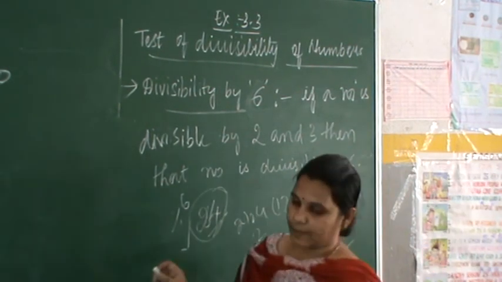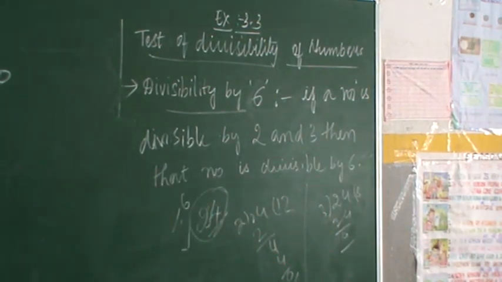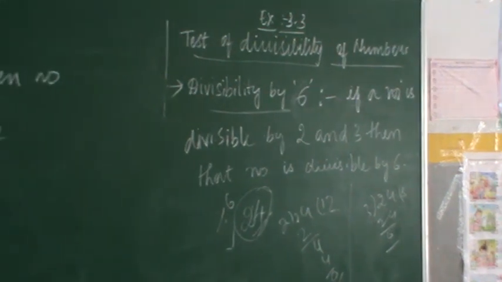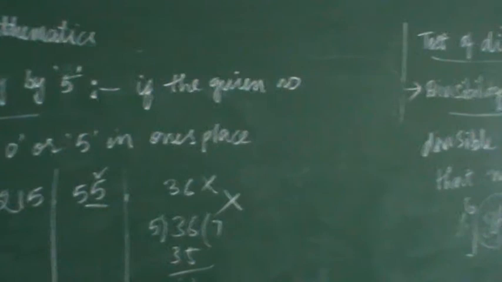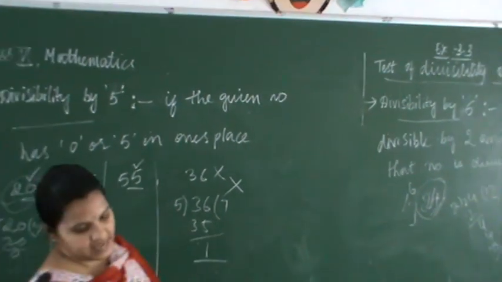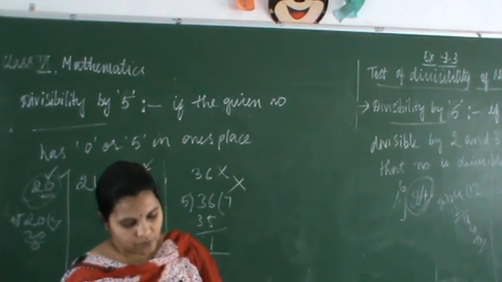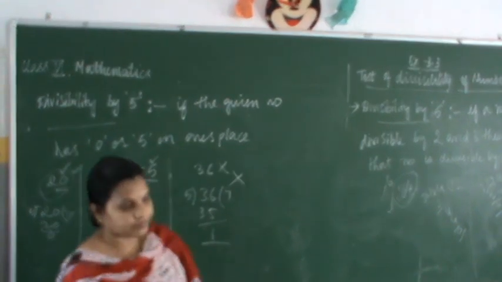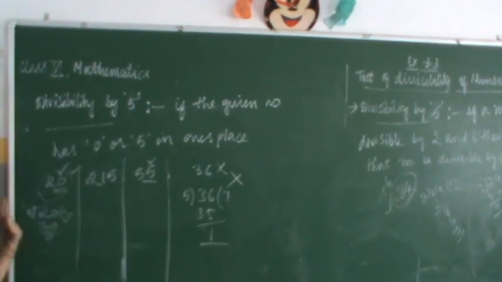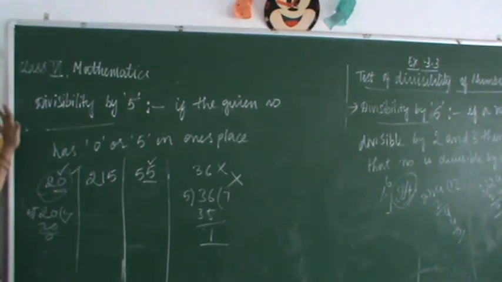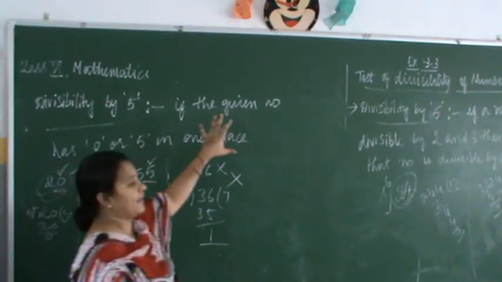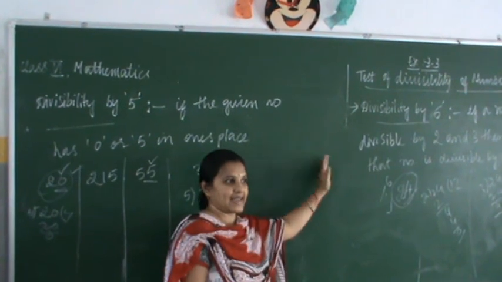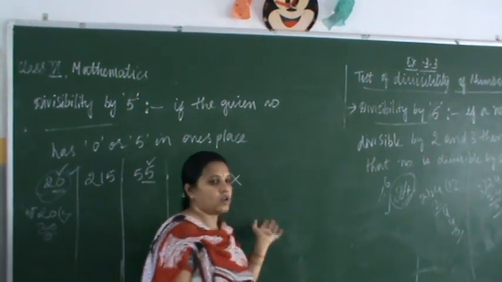Yes, children, there are some numbers like this. So these are the divisibility rules. Each divisibility rule has a particular rule for which we have to do the division. There are some problems in exercise 3.3, and in the next class I am going to explain the problems. But till then, be thorough with the divisibility rules so that based on the given numbers we can say exactly whether the number is divisible or not.